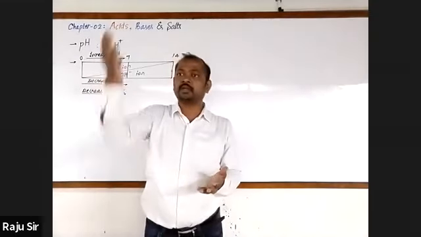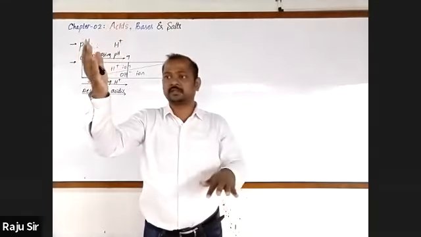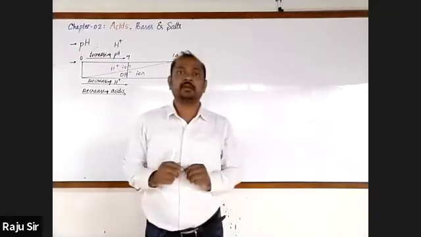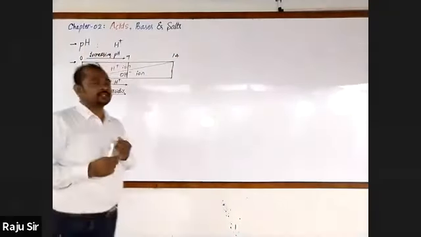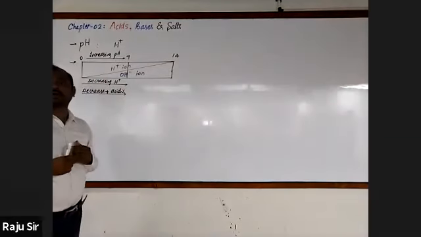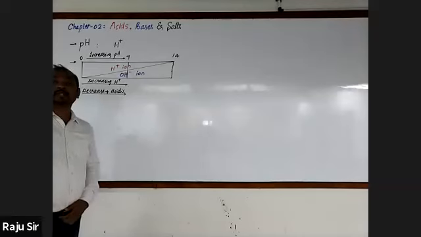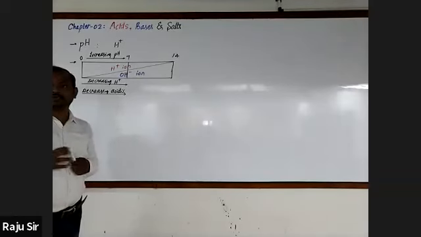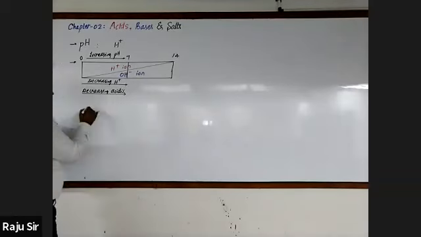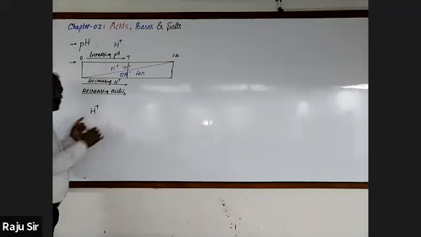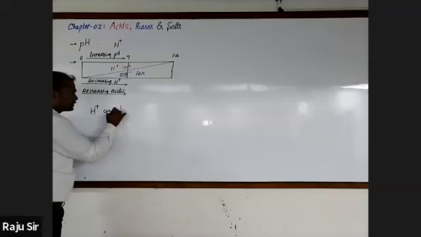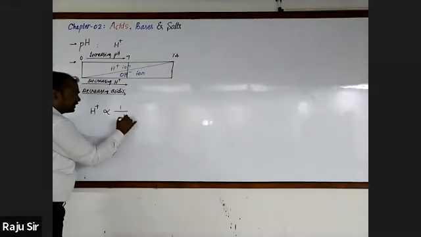One quantity increases, the other quantity decreases, and vice versa. Then the relationship between pH and hydrogen ion concentration can be written as they are inversely proportional to each other, right? Here I'll write: hydrogen ion concentration is inversely proportional to pH. It can be written like this.